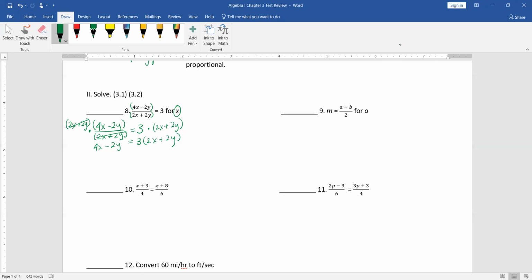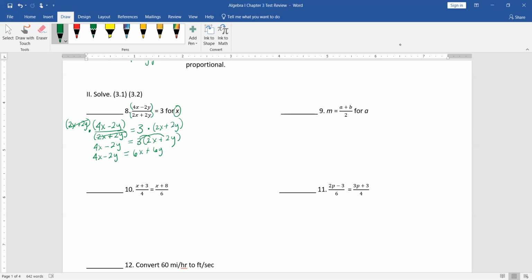This is much less intimidating, hopefully. The first thing you need to do is distribute on that right side, distribute the 3 into the 2x plus 2y. So remember, you multiply it by both when you get rid of those parentheses. So this becomes 4x minus 2y equals 3 times 2 is 6x plus 3 times 2 is 6y. All right, now we're starting to look a little bit more familiar. We are simplified on both sides.